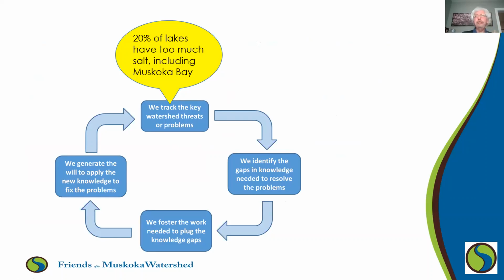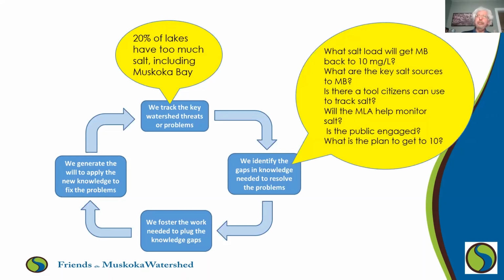Calcium decline affected half the lakes in the watershed. We think road salt is threatening about 20% of the lakes in the watershed. It's the bigger, more developed lakes that are threatened by road salt, including Muskoka Bay. To deal with it, we have a number of knowledge gaps that we have to plug. We need to know what salt load will get Muskoka Bay back to 10 milligrams per liter. What are the key salt sources? Is there some tool that we can develop which would make it easier for citizens to track the use of salt? We think there is.